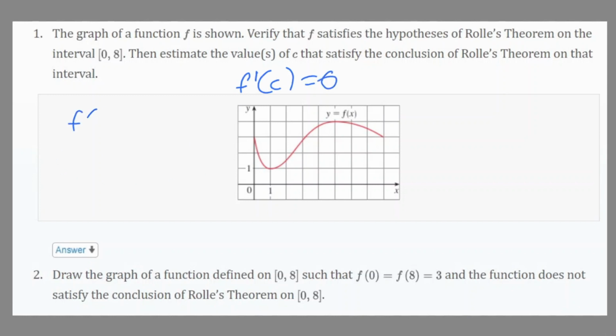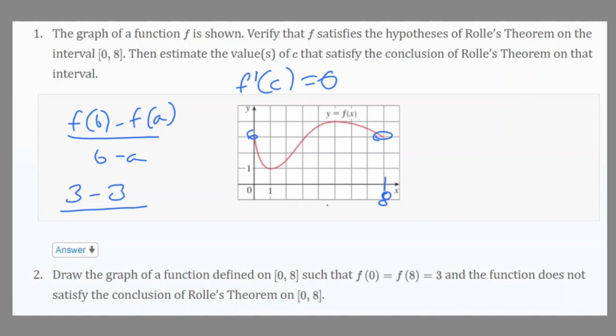So first what we should do is write down the formula. It's (f(b) minus f(a)) over (b minus a). This is going to be our a, and this is going to be our b. So f(b) is 3 minus 3, which is also f(a), over b minus a, which is, I believe, 8. Yeah, that's 8, and this is 0. So we're going to have 8 minus 0. So we have 0 over 8, which is just 0. So what this is telling us is that f'(c) is 0 here.